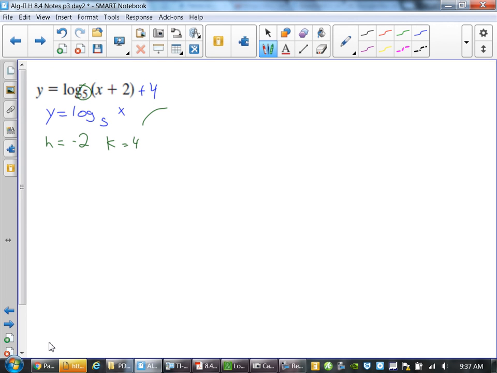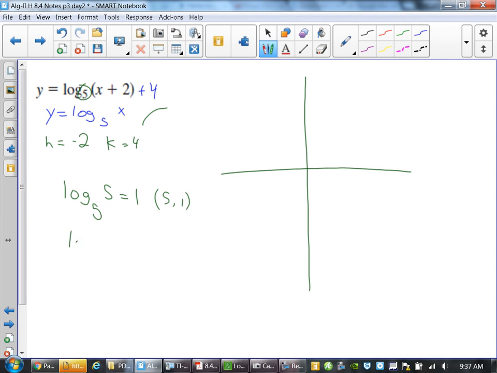Anyway, let's see, I'll figure it out. So we have log base 5 of 5 is 1. That means I have an ordered pair at 5 and 1. Then log base 5 of 1 is 0.